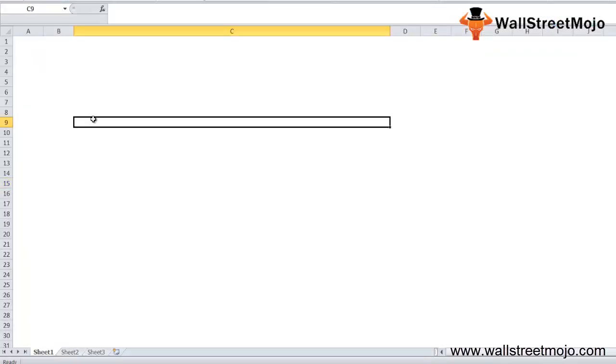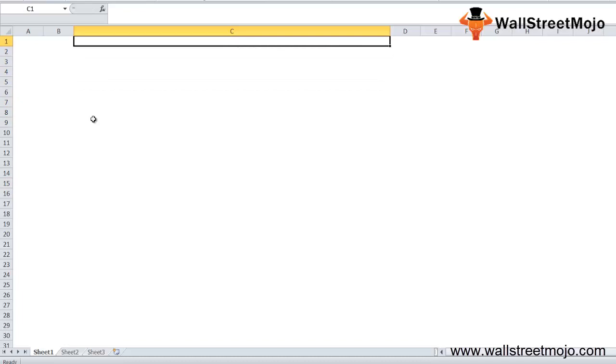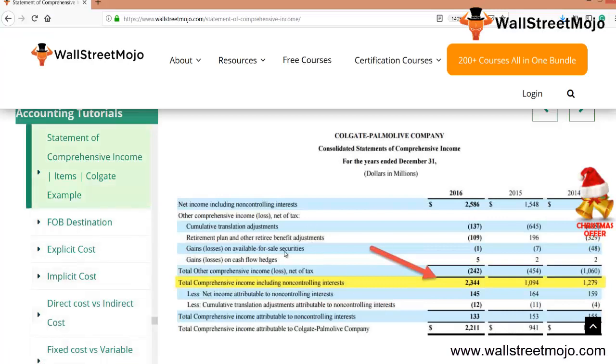We all know about the consolidated income statement and the consolidated statement of comprehensive income. So what we note from the above, Colgate reported a net income over here of 2586 million in 2016. However, the total comprehensive income, including the non-controlling interest, was 2344 million in 2016.